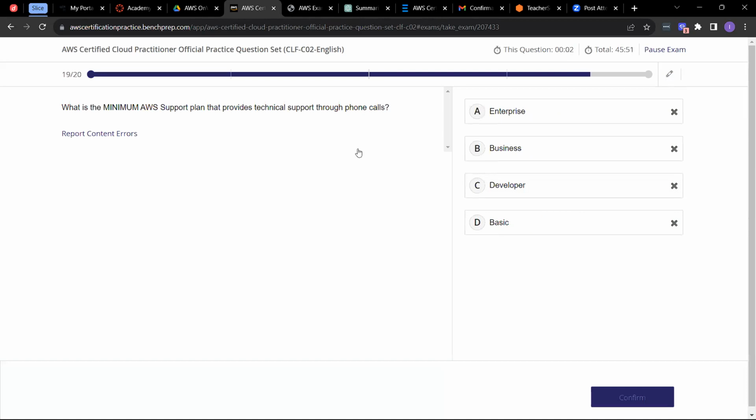What is the minimum AWS support plan that provides technical support through phone calls? I think I spoke about this one too today. See the way they capped the minimum AWS. So here the distractor is D, looking at how the question was coined. Because for Basic you don't get any support. So poverty. That's what poverty can do.